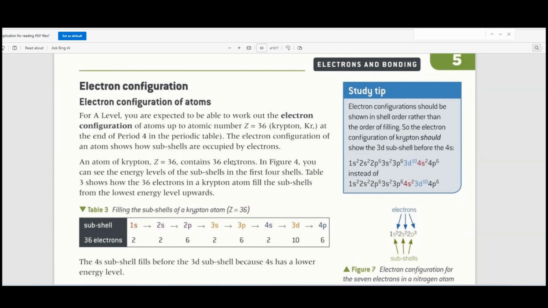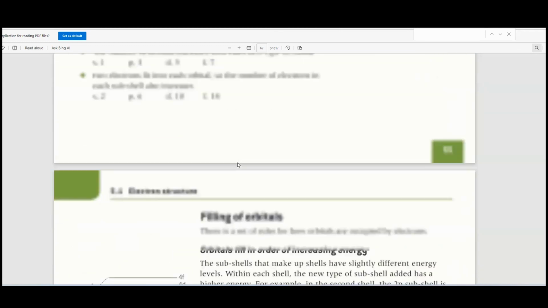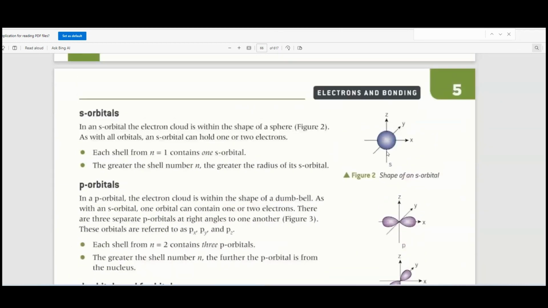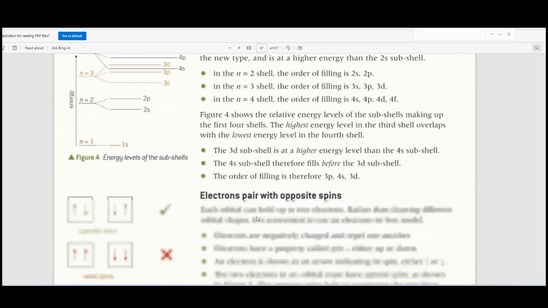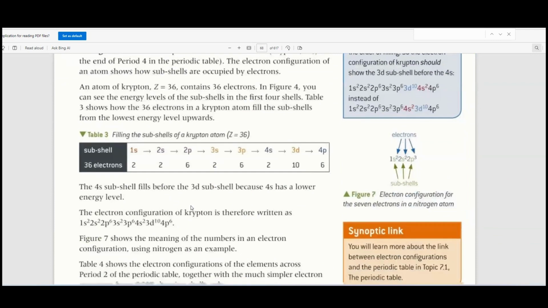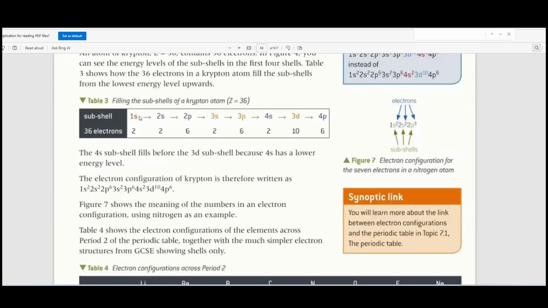What was S again? S was a sphere, I think. Yes, it's just a sphere, so it can occupy two electrons. And just memorize this. You don't even need to memorize this. In the first shell you just have S, in the second you have S and P, in the third you have S, P, and D.